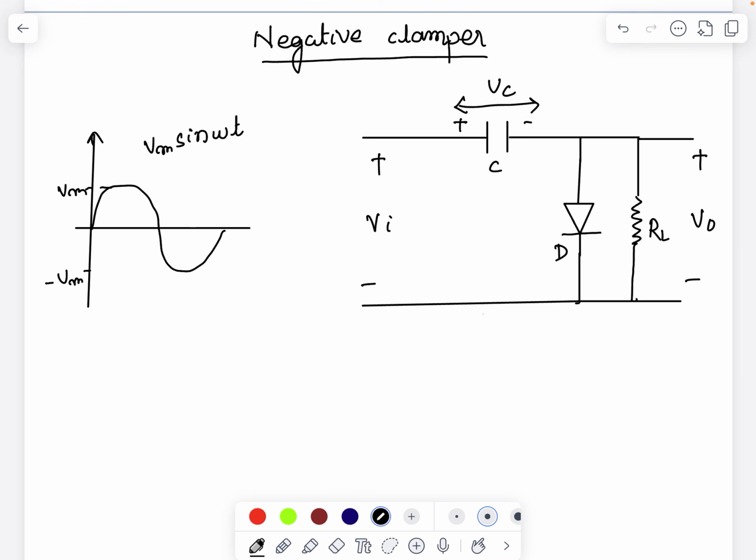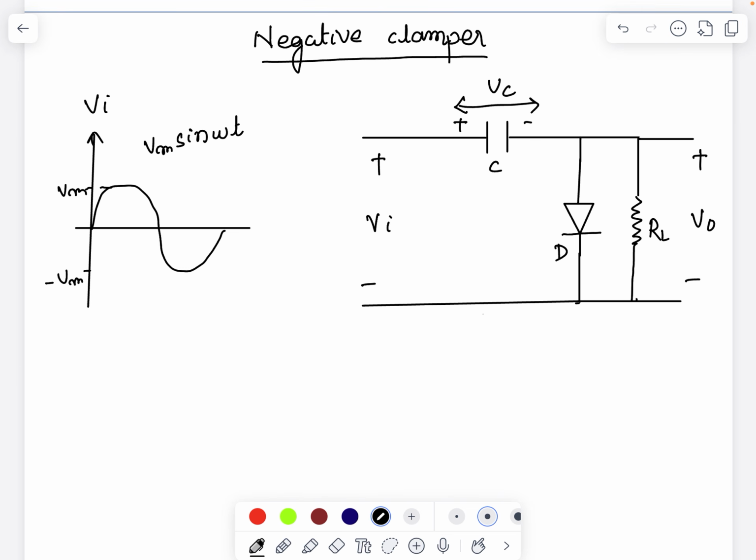You can see in the diagram, we have an input voltage VI and a capacitor where the voltage drop across the capacitor is equal to VC. We have a diode and a load resistor parallel to each other, and across the load resistor I am calculating the output voltage V0. I am supplying an input voltage VI equal to Vm sin omega t, where the maximum value of the voltage is Vm and the minimum value is minus Vm.